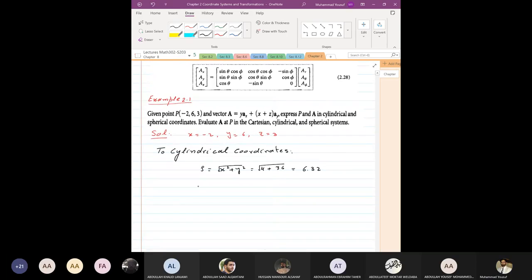and we have tan phi equal to y over x. Y over x, where y is 6, and remember, on the xy plane, when we are on the ground xy plane, this point is in the second quadrant. When we are on xy plane, this point is in the second quadrant.